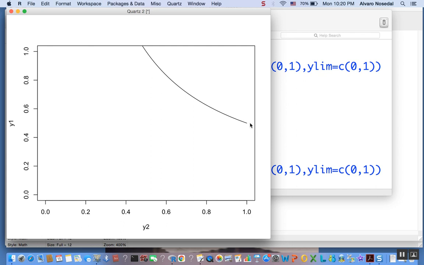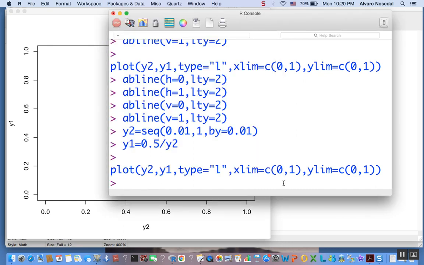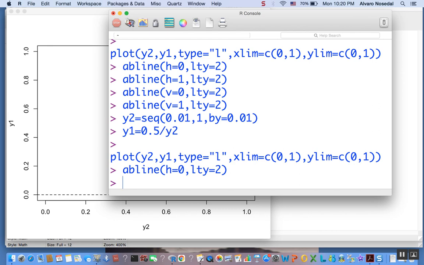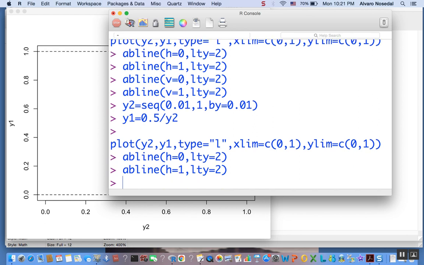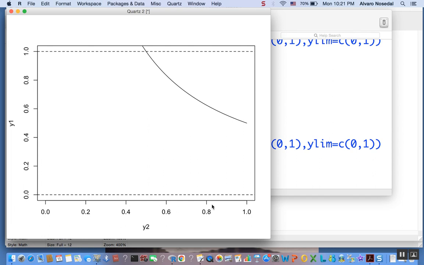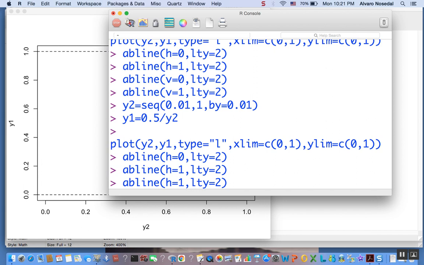Now let me add those dashed lines that remind us that we are restricted to that unit square. The abline command using h is going to draw a horizontal line. First we want a horizontal line at 0, then a horizontal line at 1. We could do something similar using v for vertical.